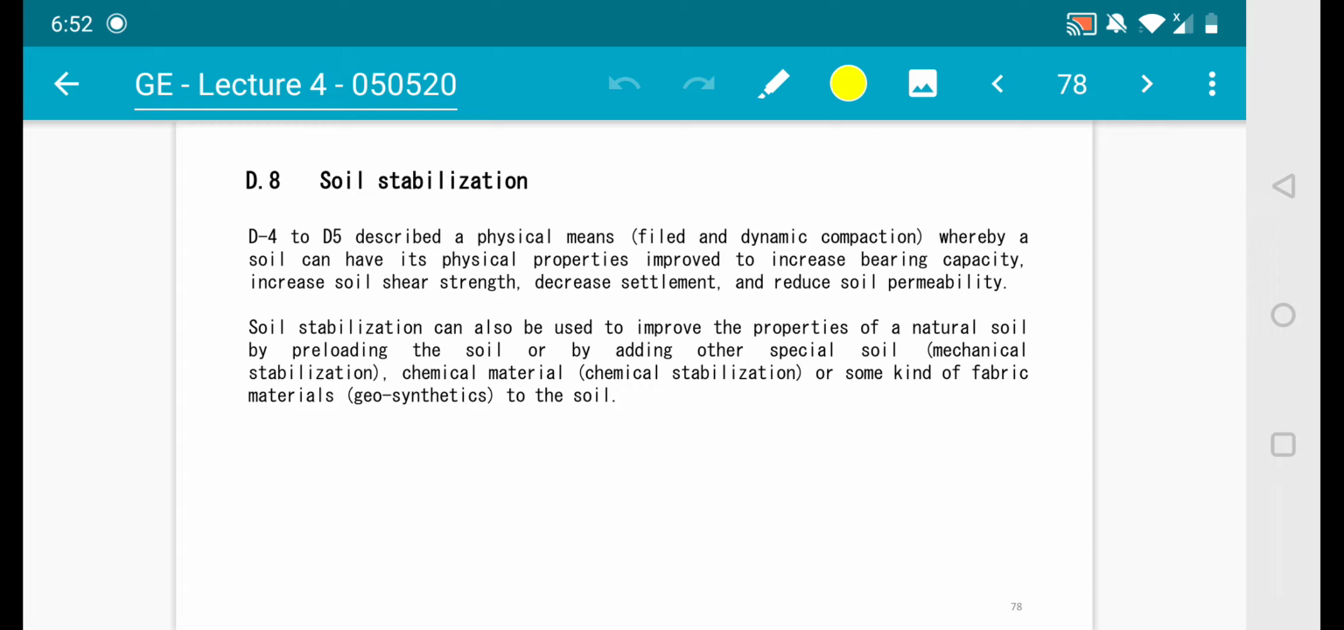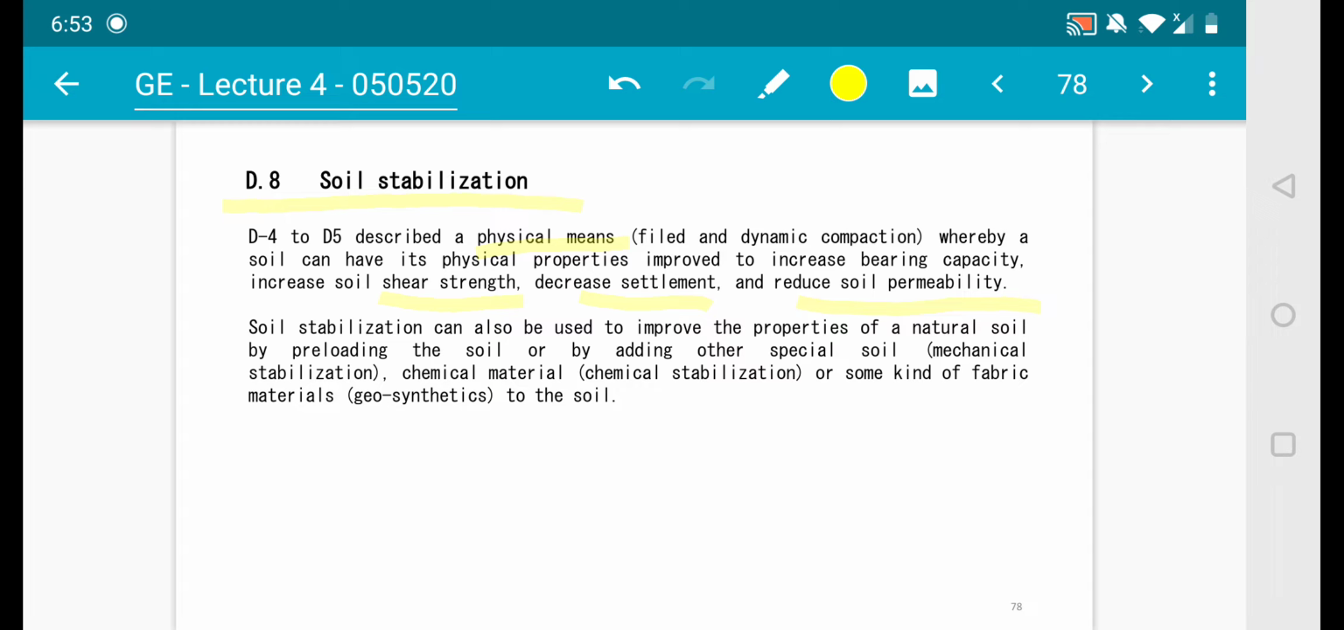Now let's look at D8, soil stabilization. So D4 to D5 describe physical means, field and dynamic compaction, whereby a soil can have its physical properties improved to increase bearing capacity, increase shear strength, decrease settlement, and reduce soil permeability.